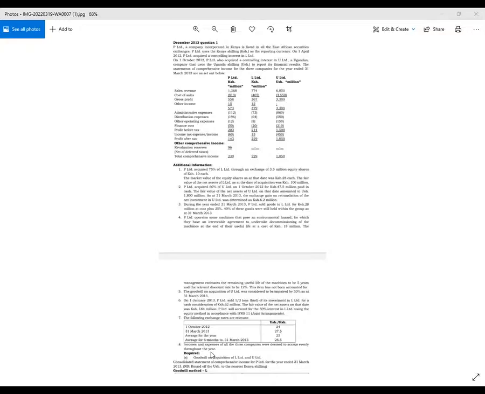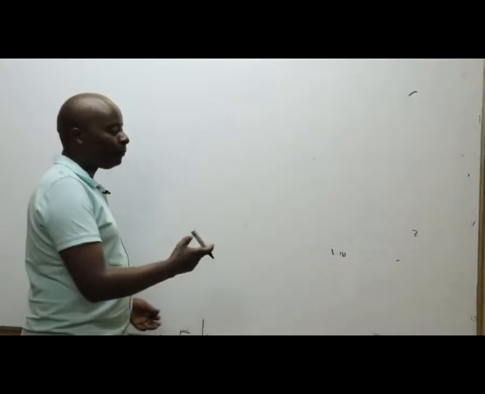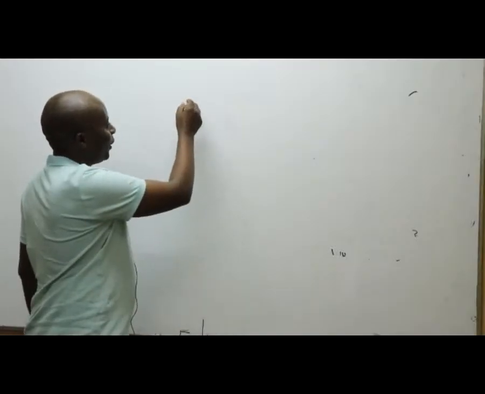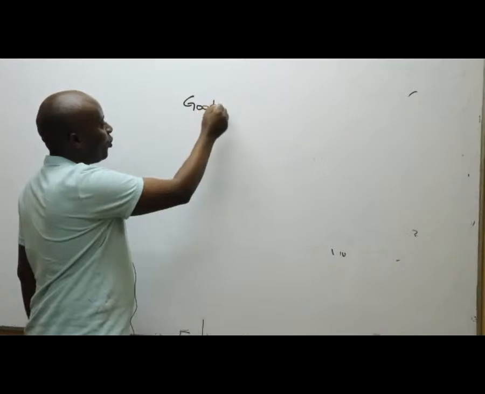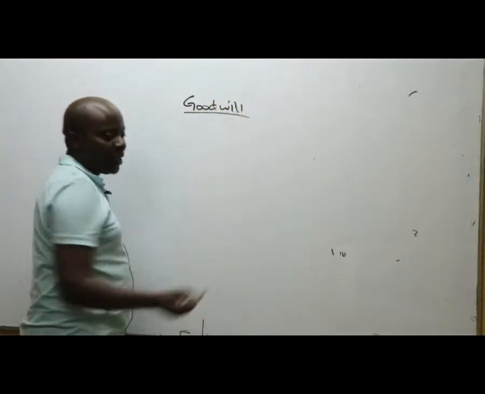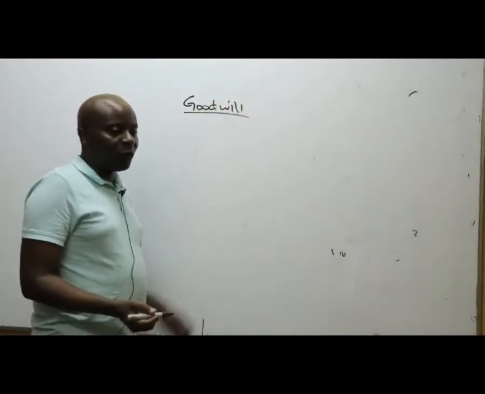So they want us to give them goodwill of the two companies. That I shall be able to do very confidently. That's not something that I would really even bother about. So, goodwill. I don't even need to look at the group structure. They want me to do something very easy. They want me to give them goodwill for the two companies.